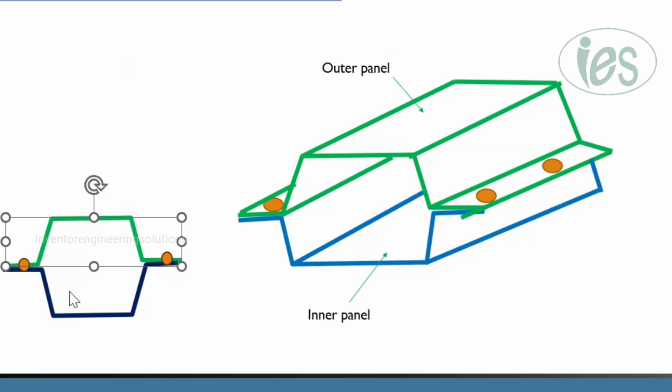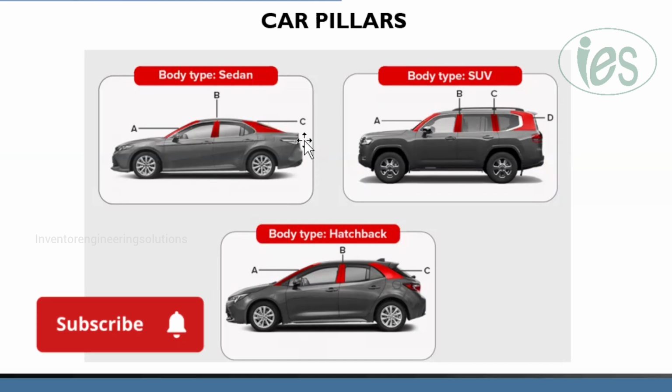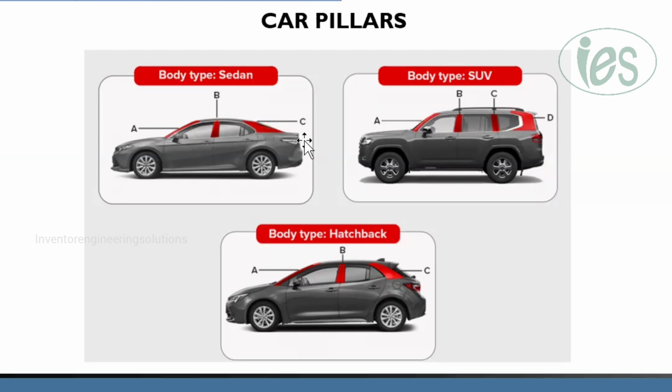That is why each area has an outer panel as well as an inner panel. The A pillar has an A pillar outer panel and inner panel. The B pillar has a B pillar outer panel and inner panel. The C pillar has a C pillar outer panel and inner panel. For the hood, we have a hood outer panel and hood inner panel. The side door has a side door outer panel and inner panel. The tailgate area has a tailgate outer panel and inner panel. All areas have outer panels as well as inner panels.